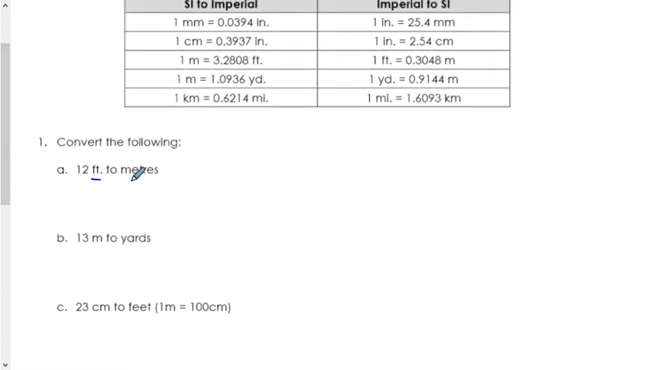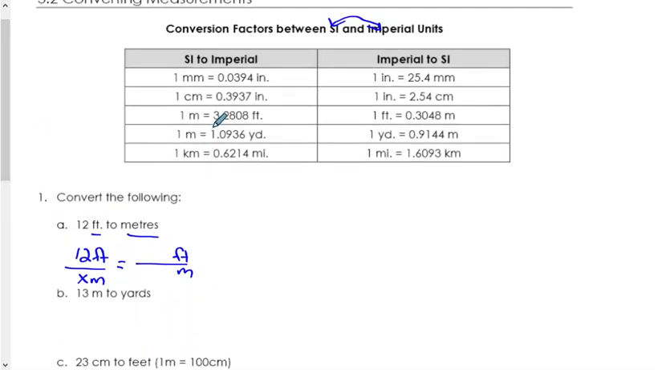So when I'm converting from feet to meters, I can set it up exactly as I set it up before. I have 12 feet and I want to know how many meters that is. So set up my proportion. So feet and meters, feet lines up, meters lines up. And I need a conversion factor that goes from feet to meters or meters to feet. So here's one right here. So 1 meter is 3.2808 feet, or 1 foot is 0.3048 meters.